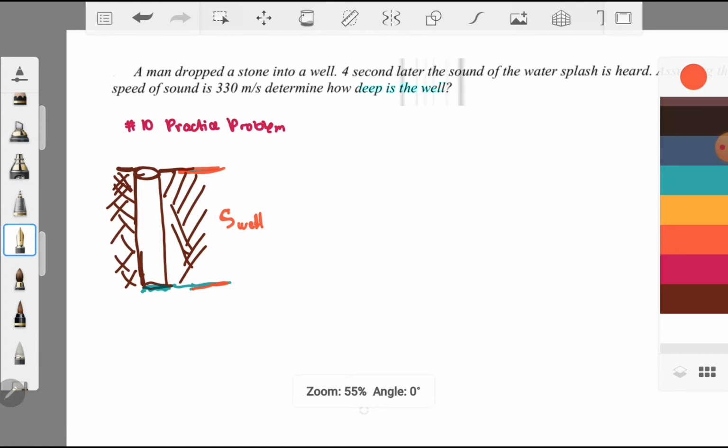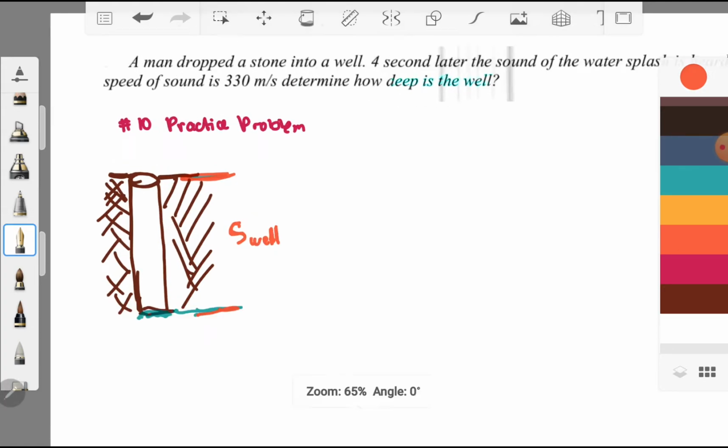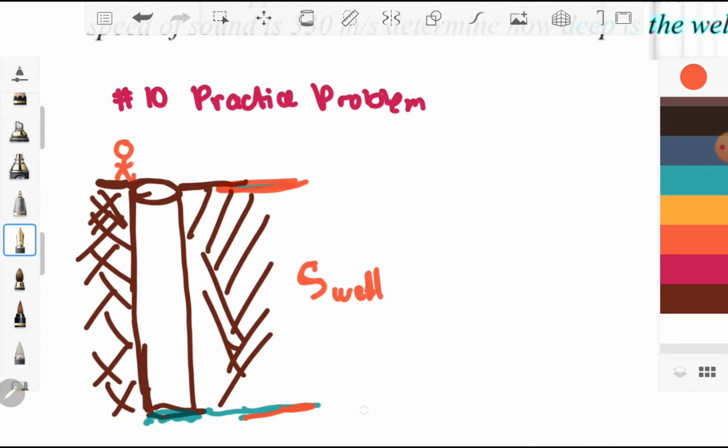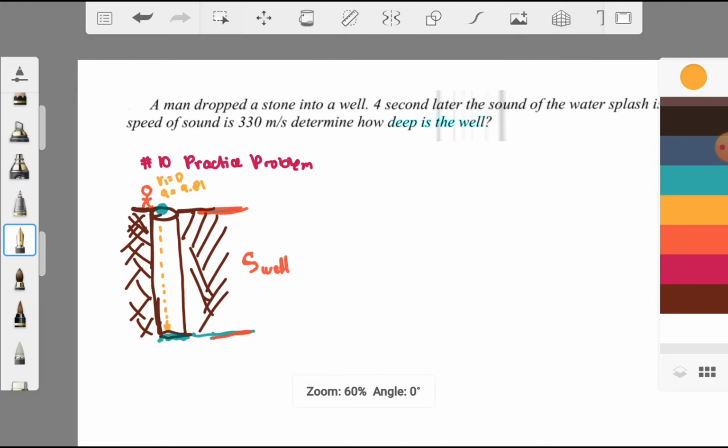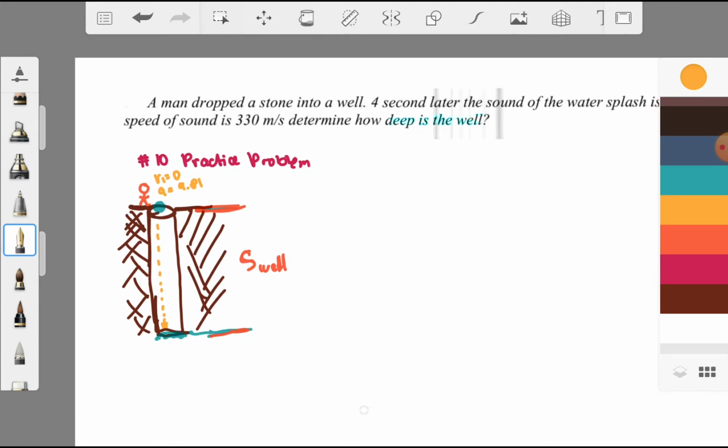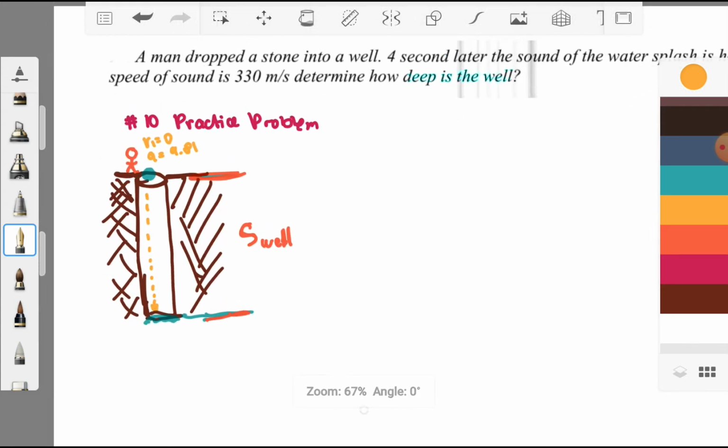And then the man drops a stone. So therefore, let's have a man. Okay? Let's say that the man will drop the stone at the tip of the well. So considering this particle, he will drop the stone at the tip of the well. Let this be considered as free fall, wherein our Vi is equal to 0 and our acceleration is equal to the acceleration of gravity, which is 9.81 meters per second square. After he dropped the stone to the well, 4 seconds later, according to the problem, the sound of the splash of the water is heard.